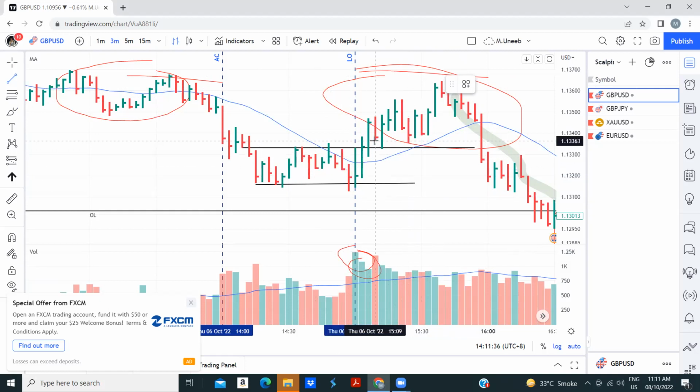Now, what do we see here? Where do we have key reversal here? The key reversal is from this side, very huge volume. Can you see? Very huge volume right over here. Effort versus no result, and then a key reversal, right?